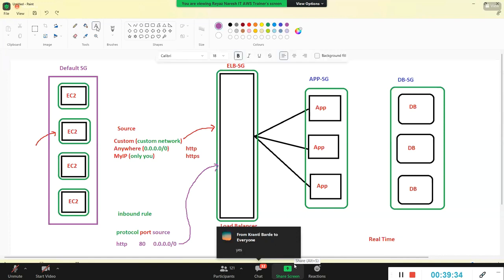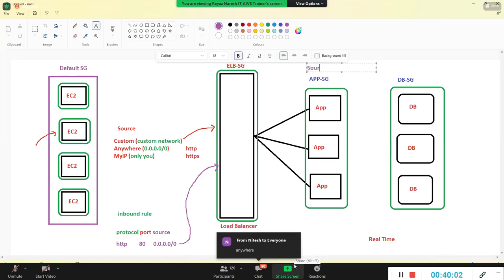Now, see, all this is architecting. Guys, for the load balancer security group, what is the source that we should enable in real time? I want my website to be accessed by the entire world. So which one should I use? Anywhere. Very good.